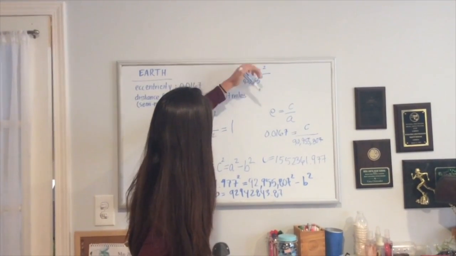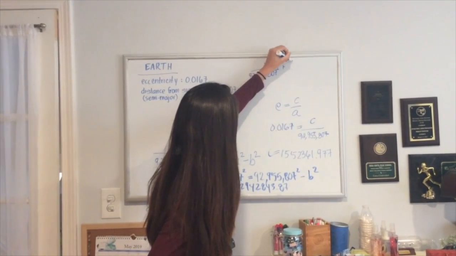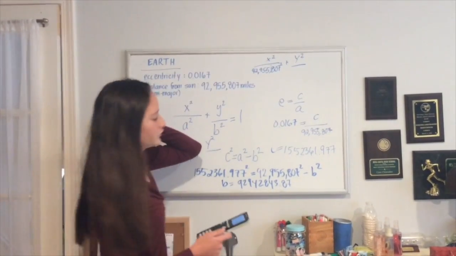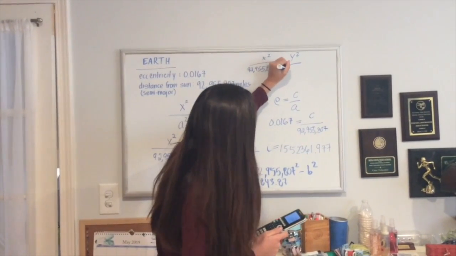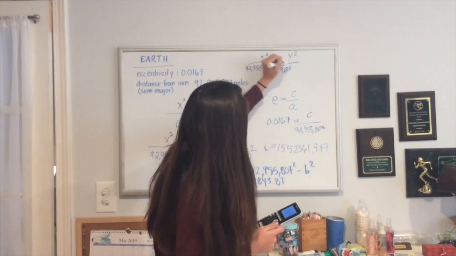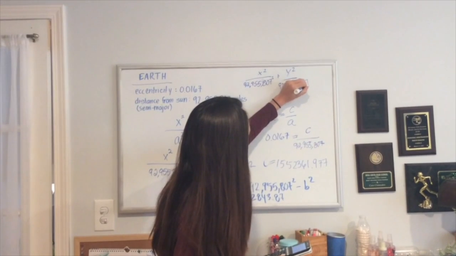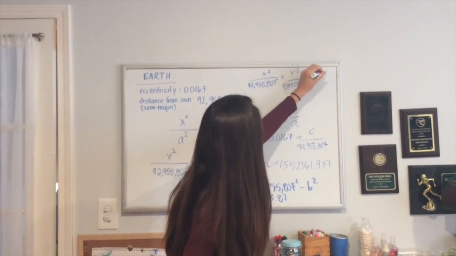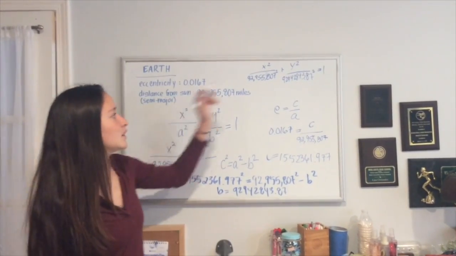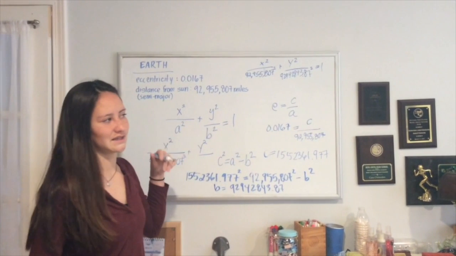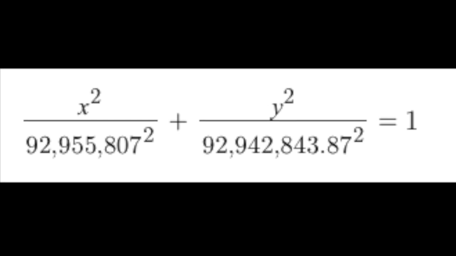So our final equation for Earth's orbit is going to be x squared over our A value squared, so 92,955,807 squared, plus y squared over our found B value squared, which is 92,942,843.87 squared, and that's all going to equal 1. Now it's important to note that we use the semi-major axis, so our B value was going to be smaller because it is the semi-minor axis. So this is the final equation for Earth's elliptical orbit.